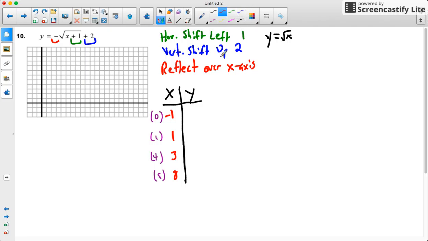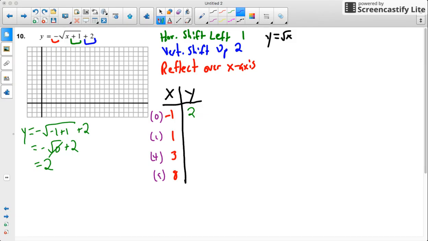Next, let's plug in all of these x values to find our y values. Y is going to equal negative the square root of negative 1 plus 1, plus 2. That's going to equal negative square root of 0 plus 2. Well, this just goes away, so this is going to equal 2. So y equals 2 here.